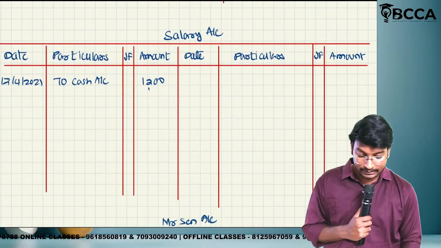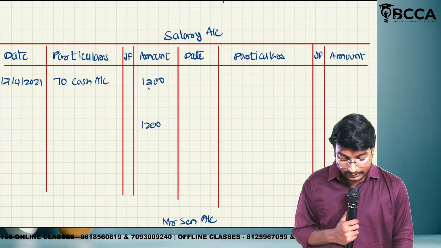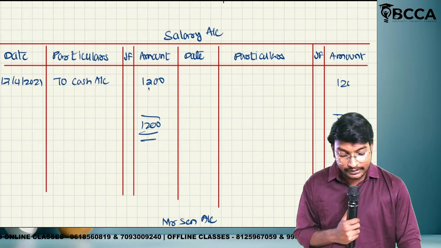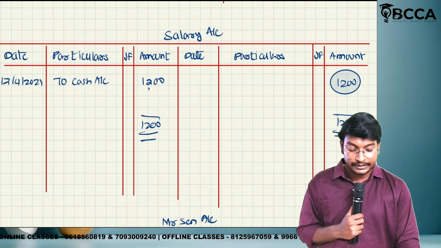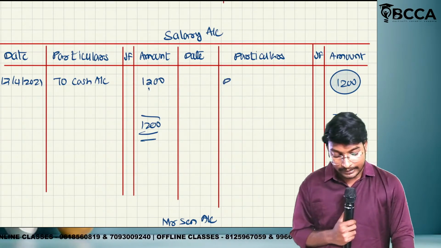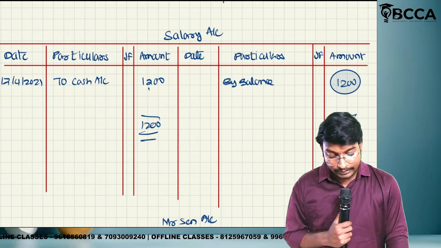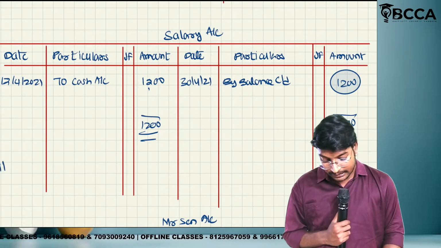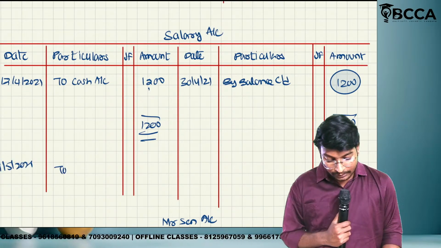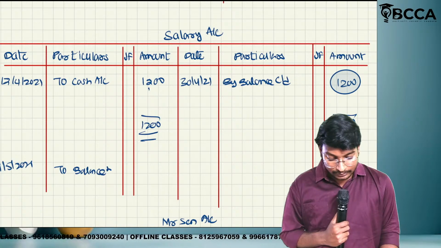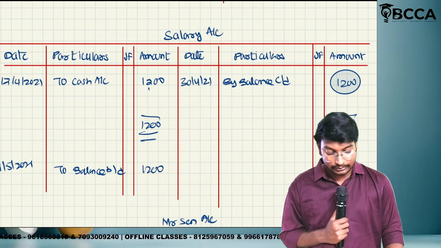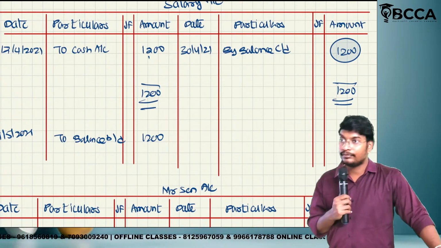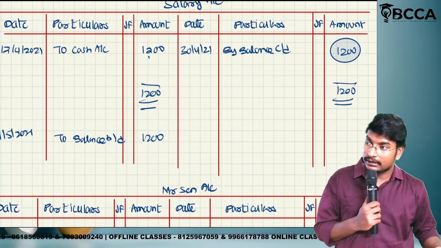Next one, salary. Easy to close. So 1,200. And here also how much? 1,200. What is the difference amount? 1,200. So what is the meaning of this one? Balancing figure. So by balance carried on. What is the month ending? 30th April 21. What is the next month beginning? 1st May 2021, to balance brought down. How much? 1,200. So like that. So salary is having which balance? Debit balance. So that we need to record debit side of the trial balance.